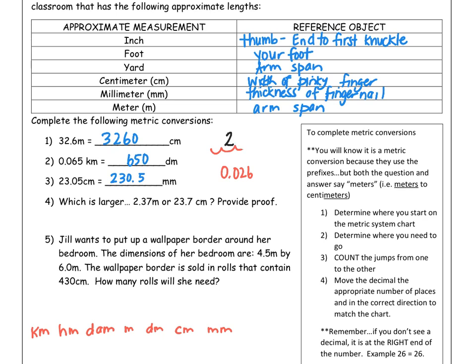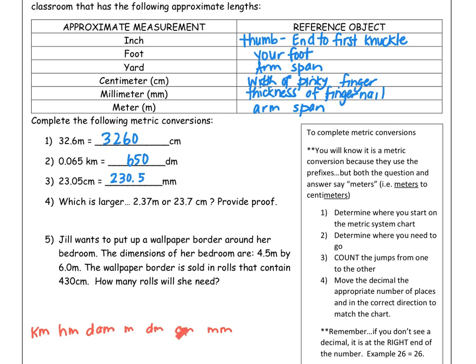Question number 4 says, which is larger, 2.37 meters or 23.7 centimeters. Well, I need to have them in the same units, so you can either convert centimeters into meters or meters into centimeters. It doesn't really matter. I'm going to choose to convert centimeters into meters just because we haven't done one yet where we've moved to the left, but you could certainly do it the other way.